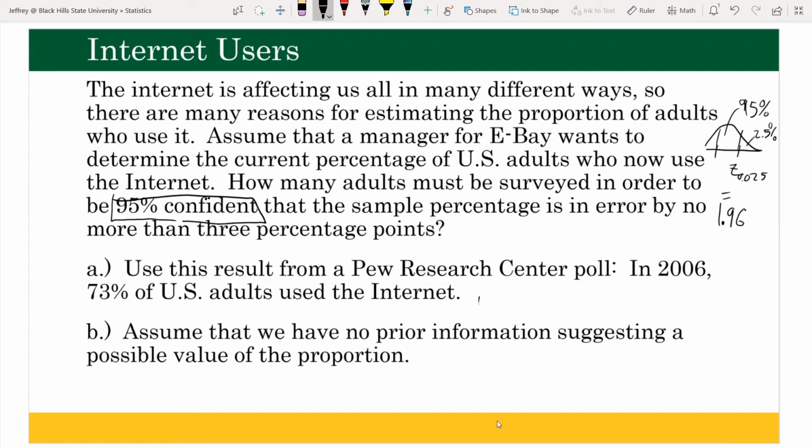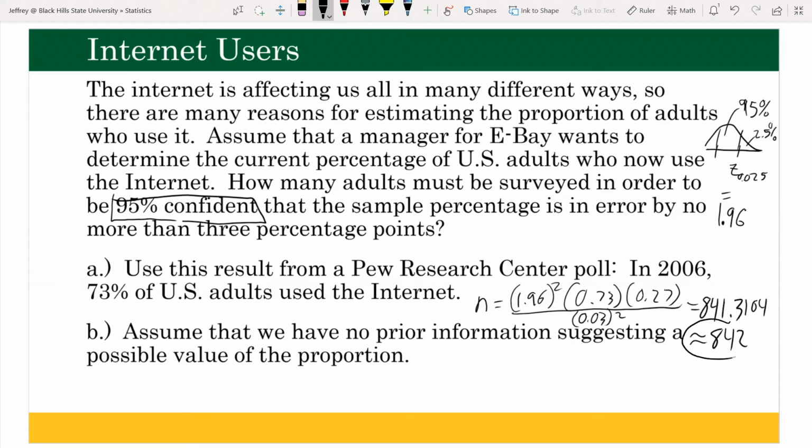So in our formula, n is equal to 1.96 squared times 0.73 times the complement of that, which is 0.27, and we divide all that by the margin of error squared. We want the error to be no larger than 3 percentage points, so we have 0.03 squared in the denominator. Plugging this into the calculator, we end up with 841.3104. Of course, we have to round up to 842, because we need at least 841.3104 for a sample size, and our sample size must be a whole number.